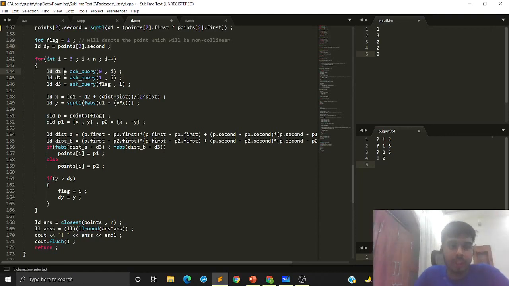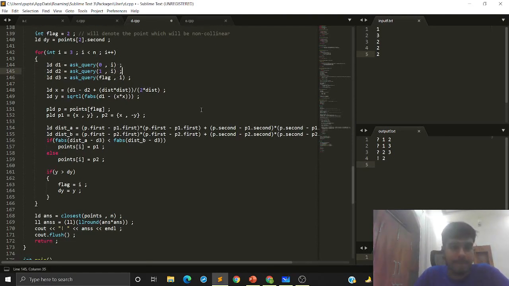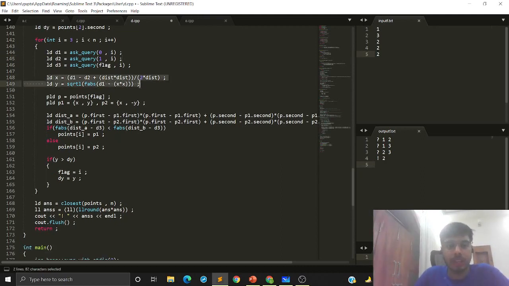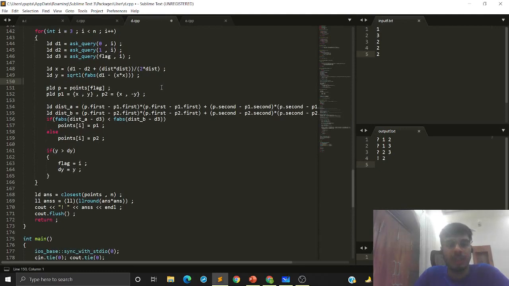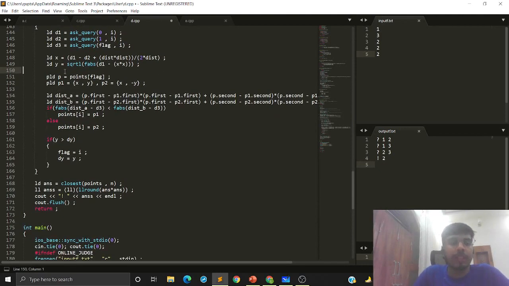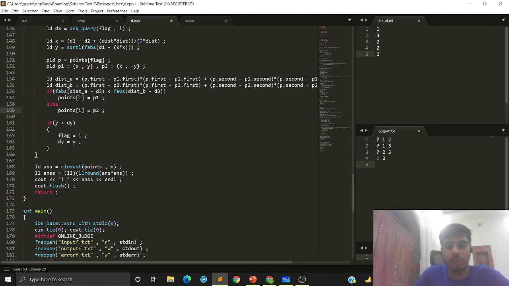Okay, so for any general point, I will first ask these three distances: the distance from the first, second, and my pseudo third point. And as we have derived the formulas, I can find out the x and y coordinates. Remember that they are not the correct x and y coordinates. I have two possibilities for this ith point: either the y coordinate will be positive or negative. Now we can calculate the distances of these two points from the third point. Whichever distance is closer to my expected value, I will take that value.